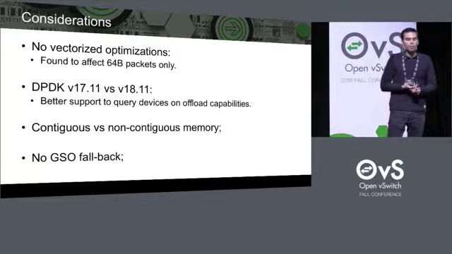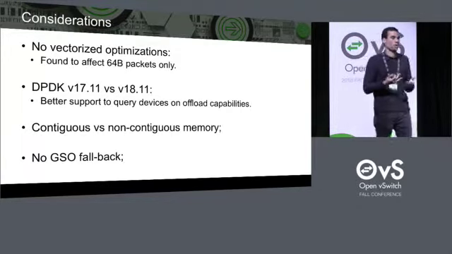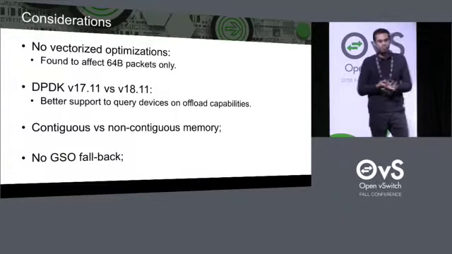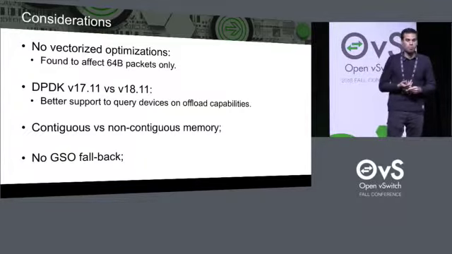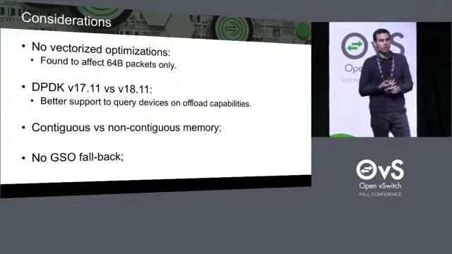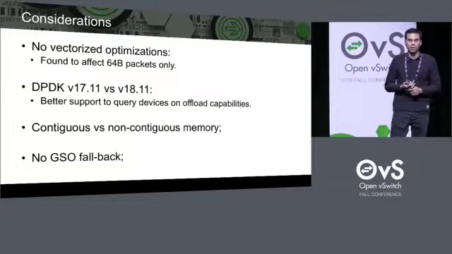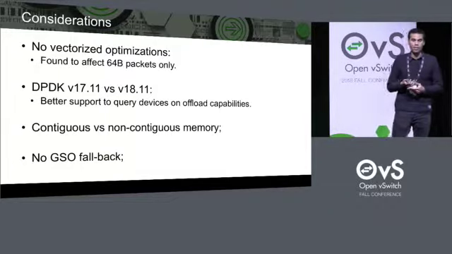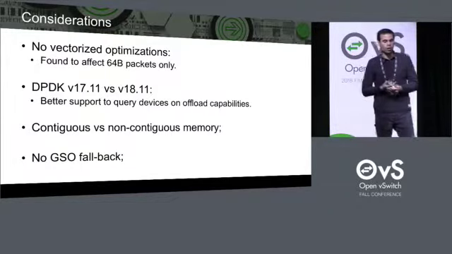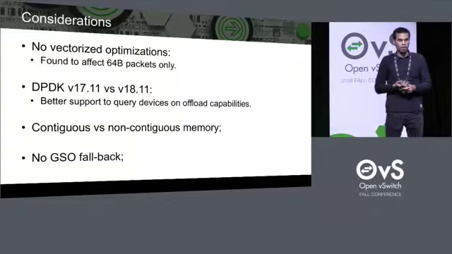And so with these results in mind, there are a few considerations that we found while enabling this piece of work. And although most of them have to do with the multi-segment MBUFs, we have found, for example, that when enabling the multi-segment MBUFs, we lose the vectorized optimizations that are enabled by default in DPDK. But we also found during our tests that this affects only the 64-byte sized packets. And since TSO is really aimed at larger sized packets, I don't think this should be a problem in this case.